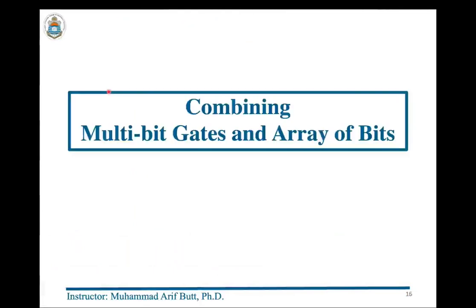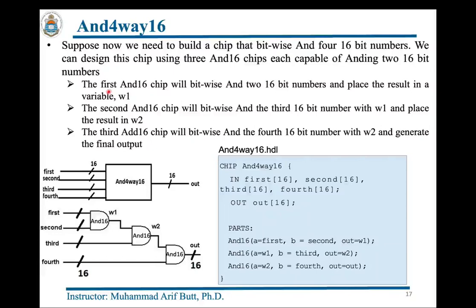Okay, so now we are ready to design chips having more than 2 inputs and each input of 16 bits. The first chip we are going to design is the AND 4-way 16. I suppose now we need to build a chip that bitwise ANDs four 16-bit numbers. So instead of two 16-bit numbers, we have first, second, third, and fourth, four 16-bit numbers going inside this chip. We can design this chip using 3 AND 16 chips, 1, 2, and 3, each capable of ANDing two 16-bit numbers.